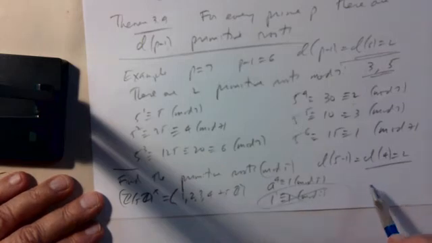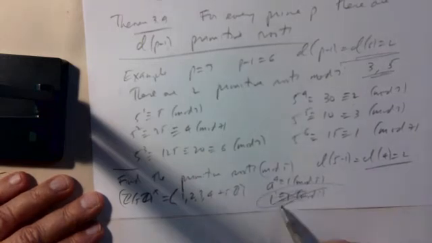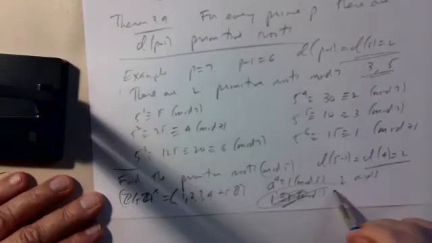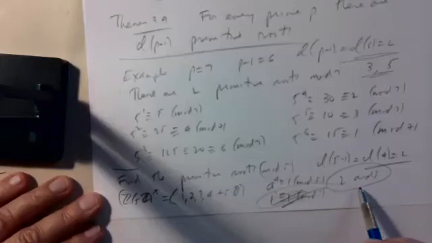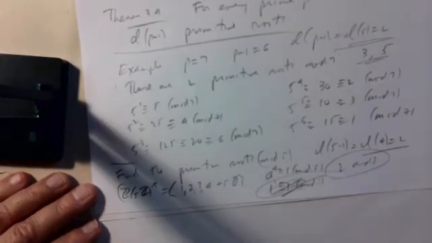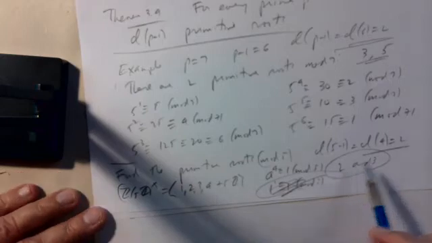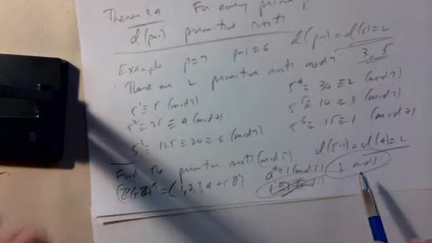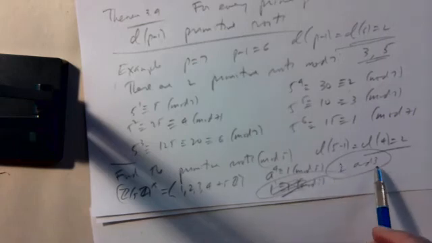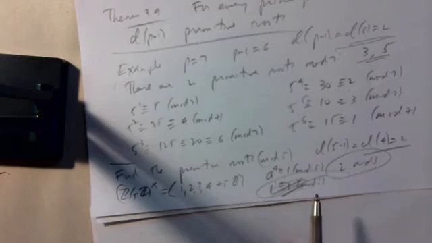I said 2 and 3. Sorry, I misheard. You are correct. So 2 and 3, because each of these has order 4 mod 5. 4 is the smallest power of 2 which is 1 mod 5, and 4 is the smallest power of 3 that is 1 mod 5. That is correct.